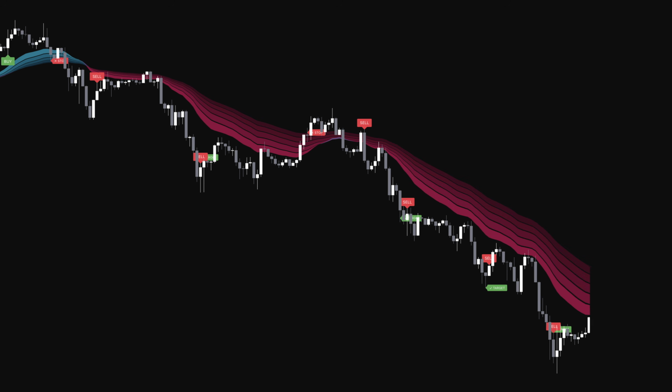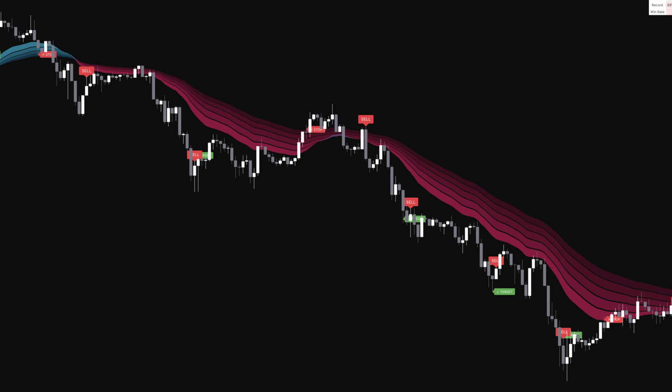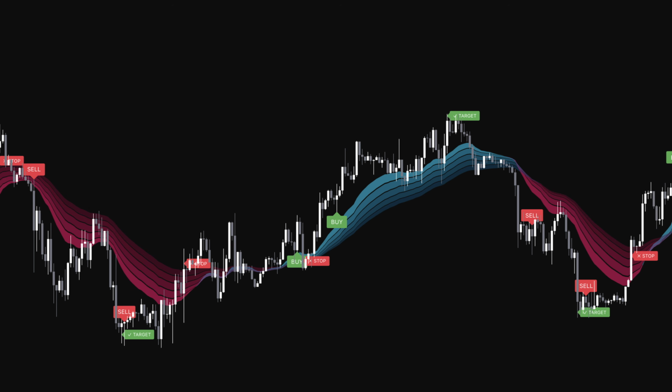This multi-layered approach reduces false signals in choppy or ranging markets. You'll still get some whipsaws when conditions shift, but they're minimized compared to simpler systems.